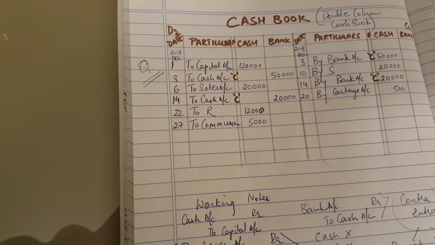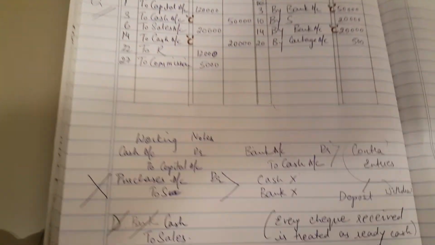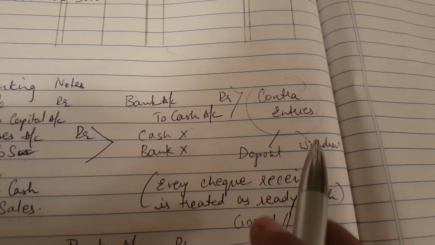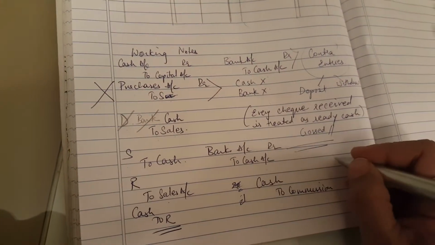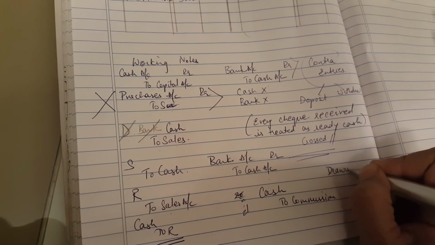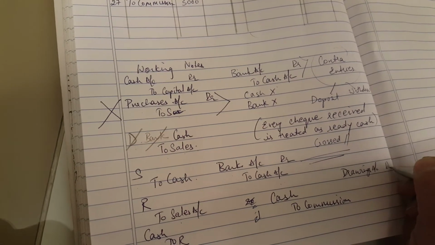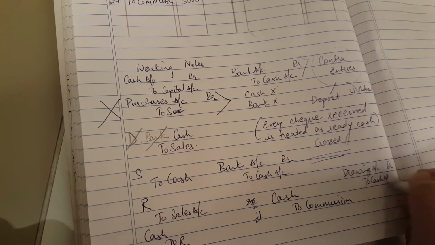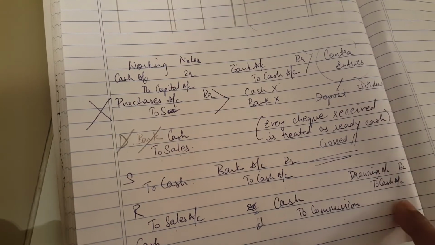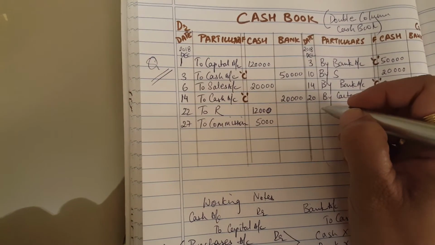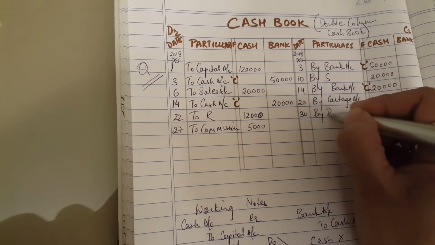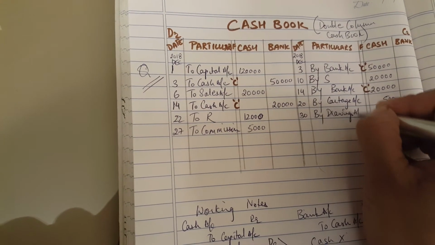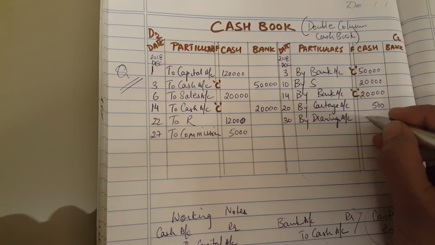Now, you come on to the last entry. It says drew cash for personal use. Please remember, I told you contra entry is for deposit or withdrawal for office use. When you are withdrawing cash for personal use, your entry is drawings account debited to cash account. So since it is personal use, we will write in the cash column on the 30th as by drawings account, and the amount will be entered in the cash column.